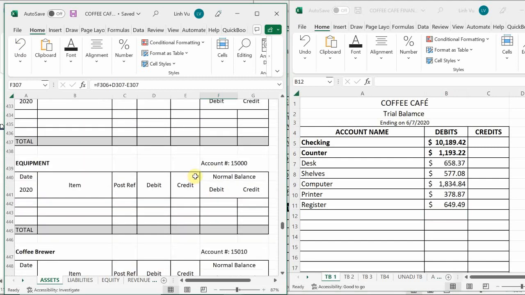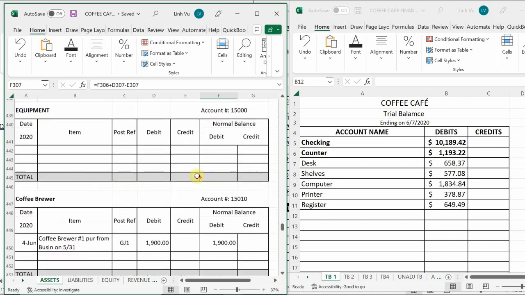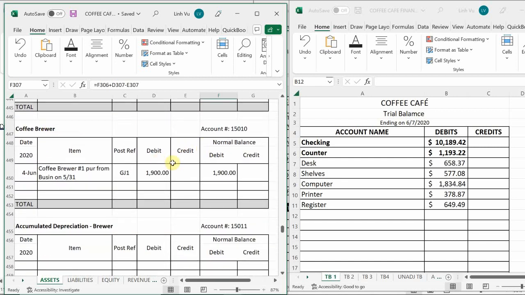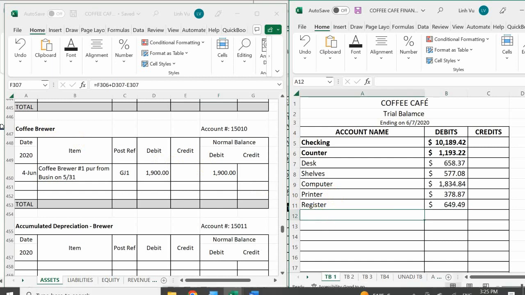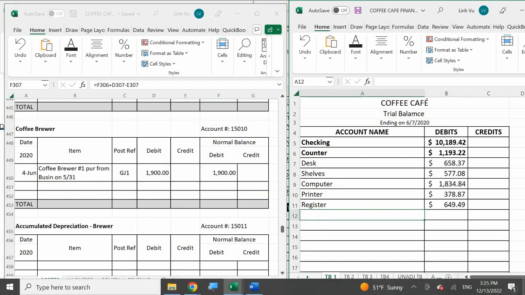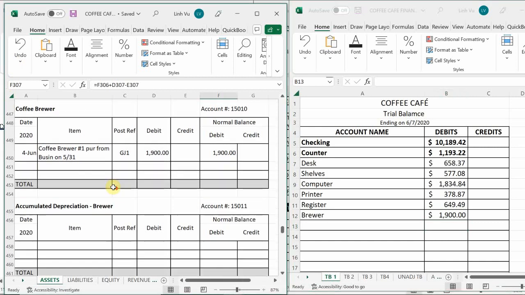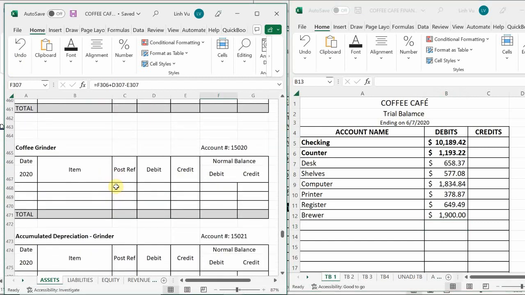Okay. Let's see what's next. Equipment, right? No account balance there. But we do have our coffee brewer, right? This is when we first acquired the business, right? So in this case, I'm just going to put brewer for $1,900. Okay. Let's see what's next on my list.